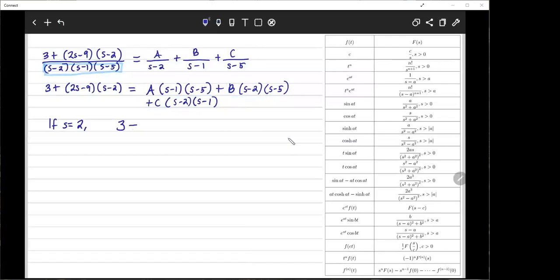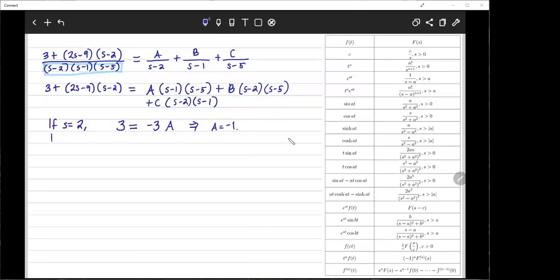So only the term containing A remains. So I have A, and then when S equals 2 here, I will have negative 3 in front of A. And therefore, I have A equals negative 1.